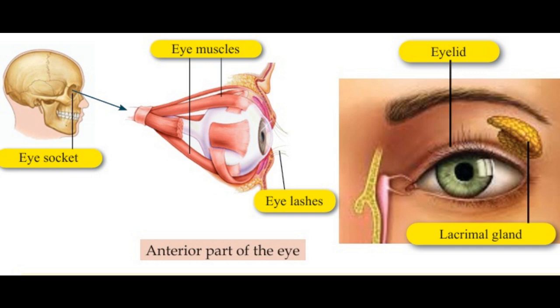Lacrimal glands. Tears are produced by the lacrimal glands. These glands are present in the eyelids towards the upper part. Tears are essential for keeping the surface of the eye moist, providing nutrients and eliminating waste materials. The enzyme called lysozyme present in tears helps to protect from infections.